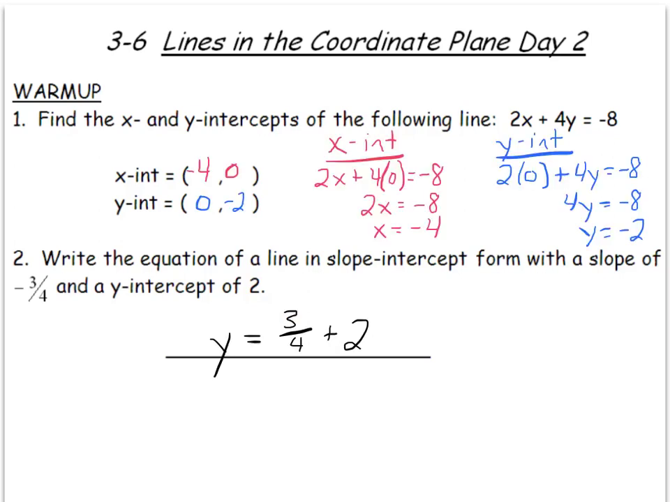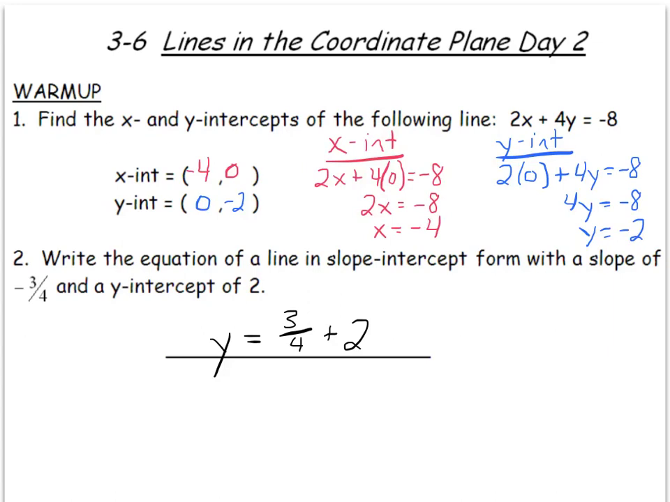Alright, so taking a look at the first one, it said find the x and y intercepts of the following line, 2x plus 4y equals negative 8. And when you're finding the x-intercepts, remember from the previous lesson, all you have to do is throw a 0 in for the y's that you see, and then solve. So that's what I did, and I ended up getting a negative 4.